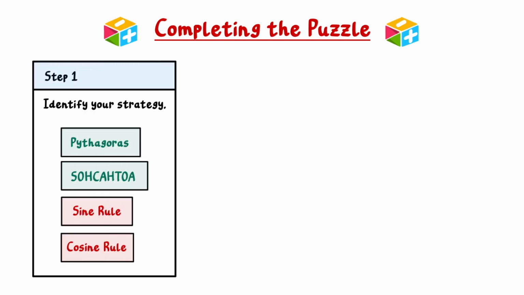The first step is to identify your strategy. There's 4 main methods to choose from here: Pythagoras' theorem, the SOHCAHTOA method, the sine rule, and the cosine rule.